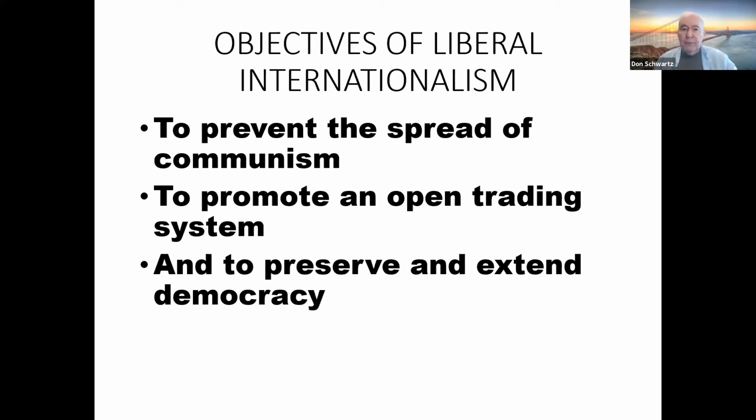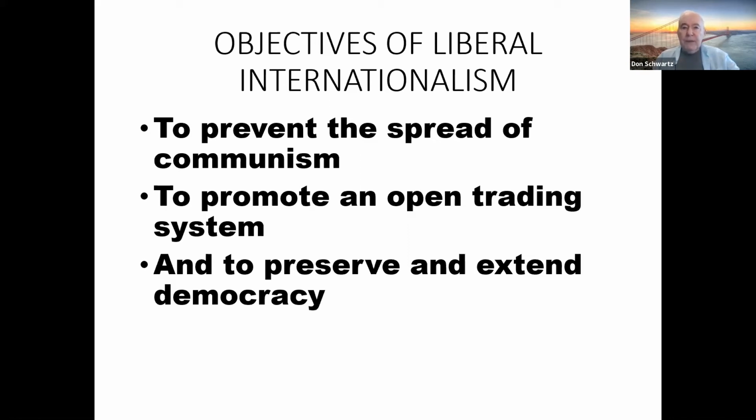But sometimes the objective to stop the spread of communism would conflict with the third objective, to preserve and extend democracy throughout the world. And so, sometimes to prevent communism, the United States supported right-wing dictatorships because they were anti-communist, but that would contradict the objective of extending democracy.